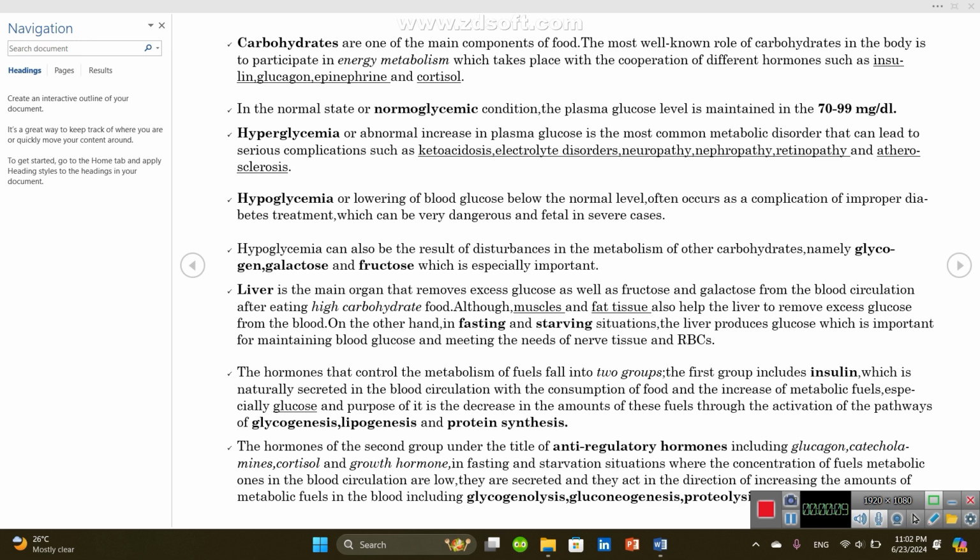Blood sugar is one of the branches of clinical biochemistry, and clinical biochemistry is one of the branches and majors of biology.